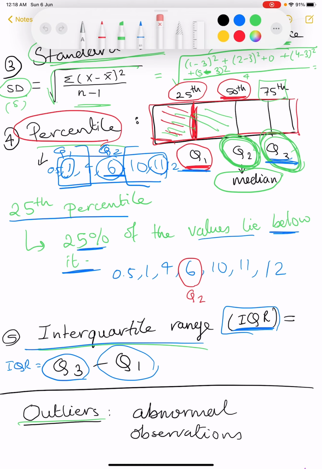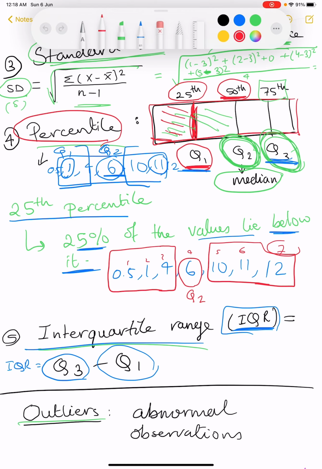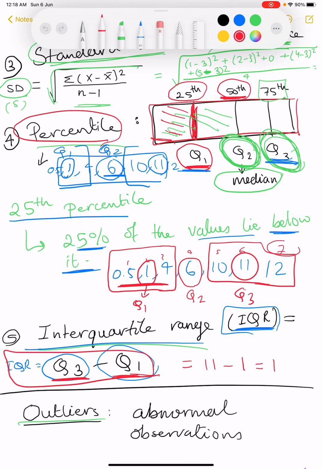If the number of values is odd, like here, we have 1, 2, 3, 4, 5, 6, and 7 values. So it's an odd number, so we don't consider the median. The median is outside. We consider these as one group, and these as another group. Where is the middle value here? It's 1, so this is Q1. Here, it's 11, so it's Q3. Now, what is the interquartile range, Q3 minus Q1? It will be 11 minus 1, which is 10.